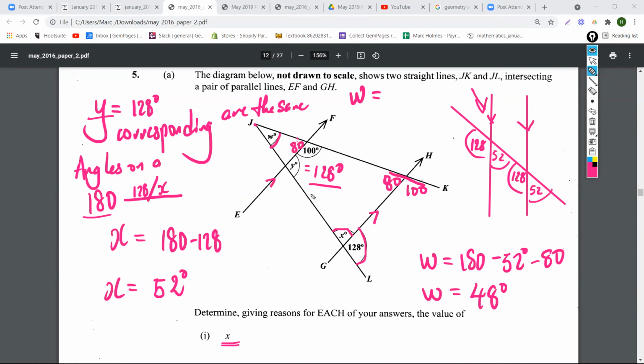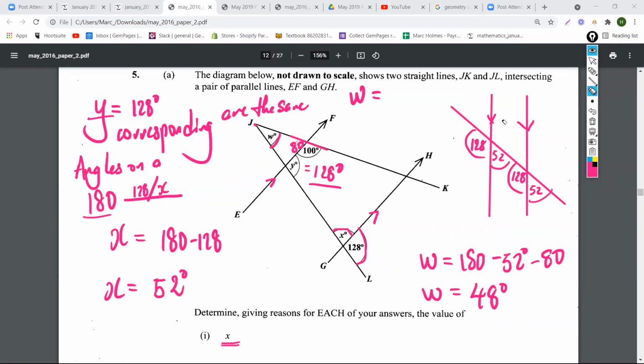And that's what I was saying to you, that you're overthinking it. The only way to get that angle is to say angles on a straight line add up to 180. That's the only way. There's no other way.